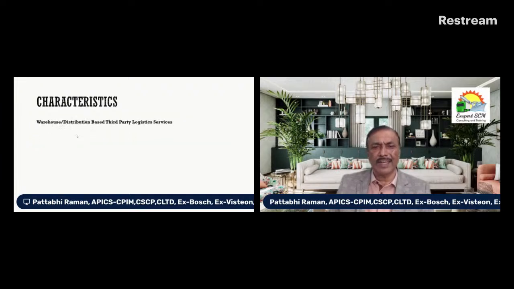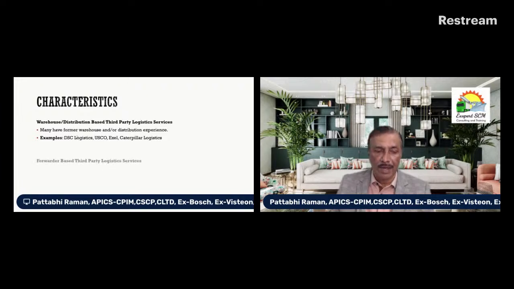Okay, coming to the characteristics or different types of logistics services, one could be basic warehouse distribution based third party logistics service. Here you can expect they will provide service both for warehousing as well as transportation. I think many of the organizations may be using this type of facility, where the 3PL owns the warehouses as well as material handling equipment along with the transportation vehicles. This is the basic form of 3PLs.